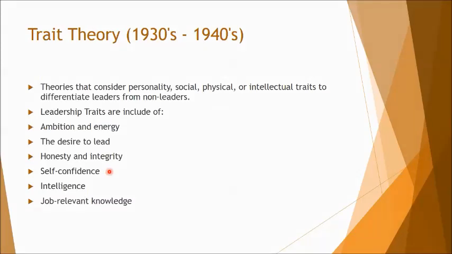Then next, we have the trait theory in the 1930s to 1940s. It includes ambition and energy, the desire to lead, honesty, integrity, self-confidence, intelligence, and job-relevant knowledge. This is more focused on the personality, social, physical, and intellectual traits of leaders.